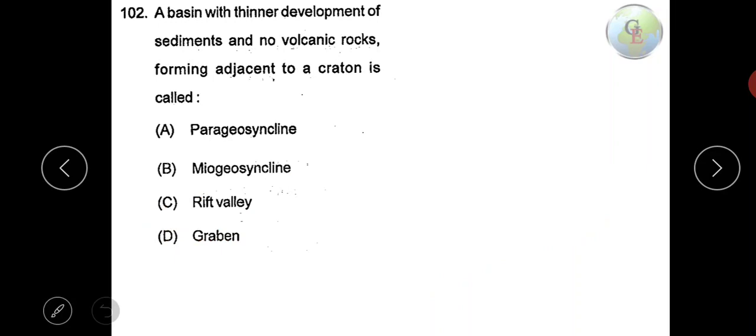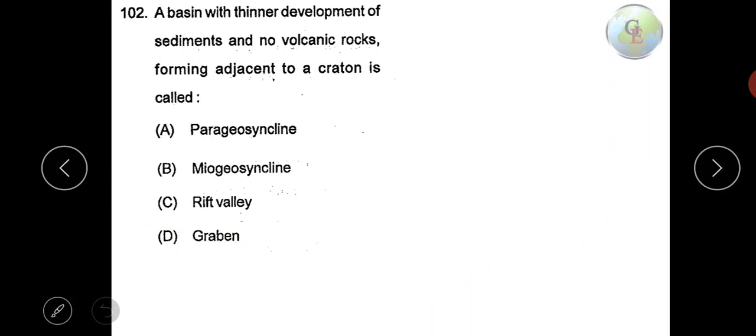So, next question. A basin with thinner development of sediments and no volcanic rocks, forming adjacent to a craton, is called: option A, parageosyncline; option B, myogeosyncline; option C, rift valley; and option D, graben. The first two options are on geosynclines.